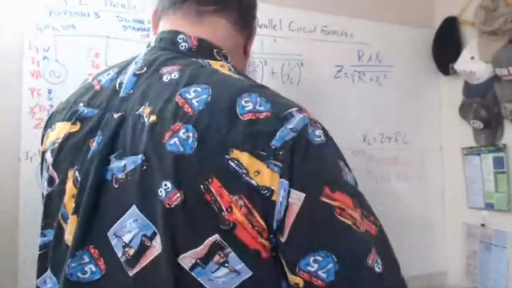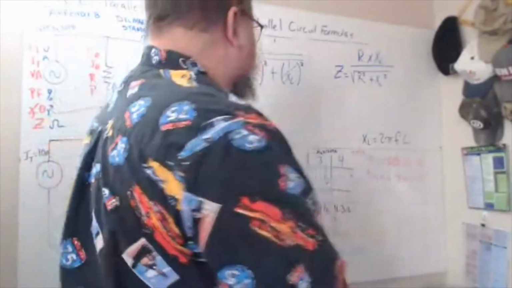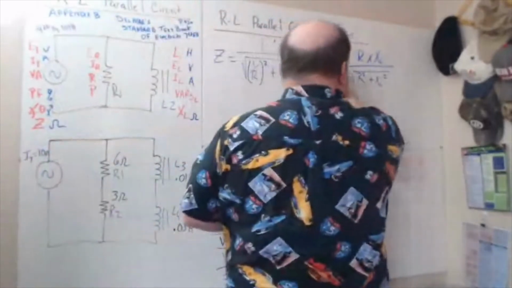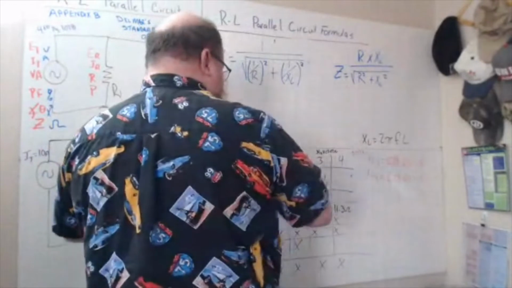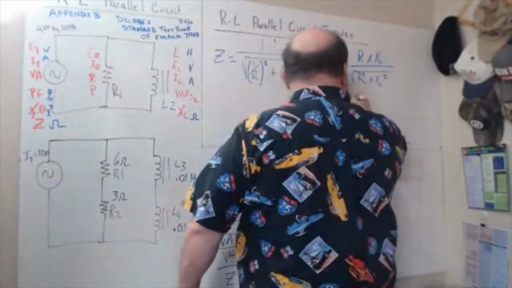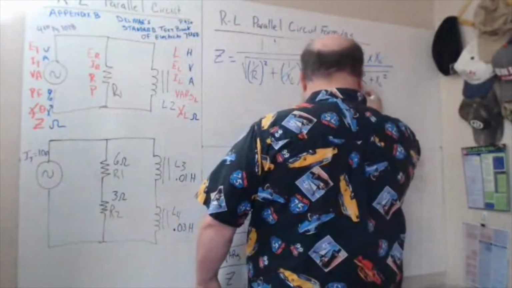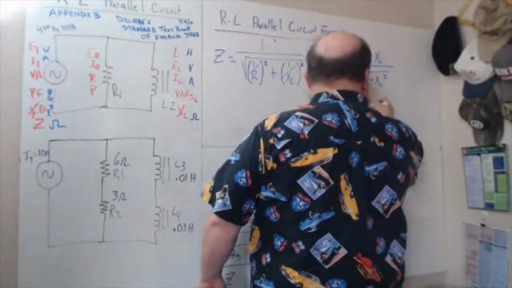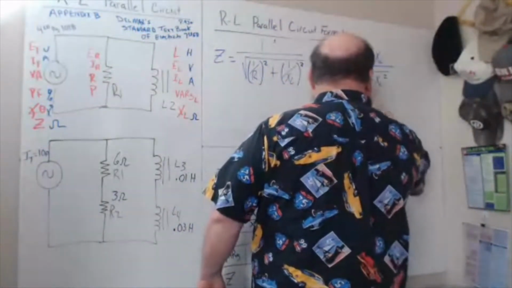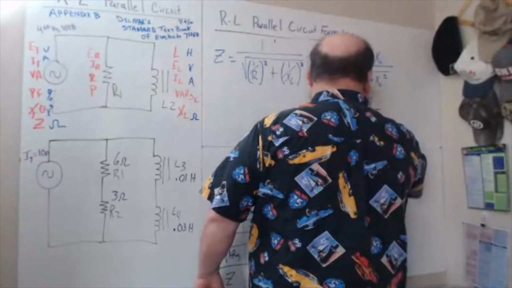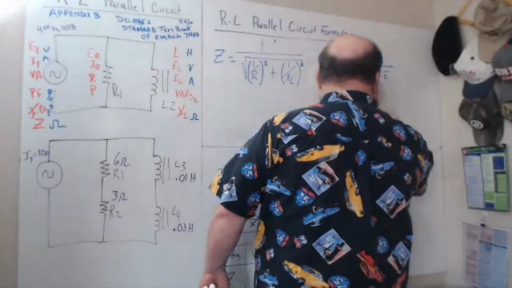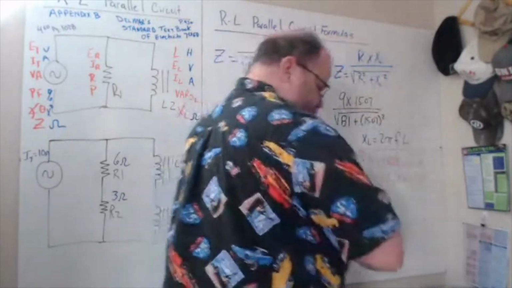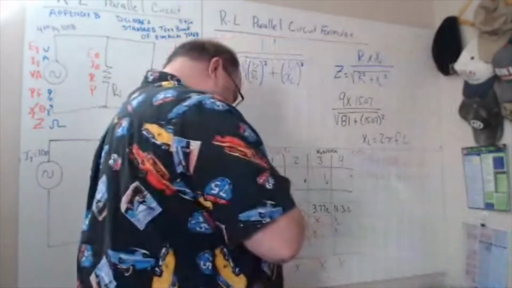Now I have the combined value of each branch. I'm going to use this to find Z. I could use this, but I'm going to use this formula. So in this case, it's going to be 9 times 15.07 over the square root of 9 squared, which is 81, plus 15.07 squared, which I'm going to figure out with my handy dandy calculator.